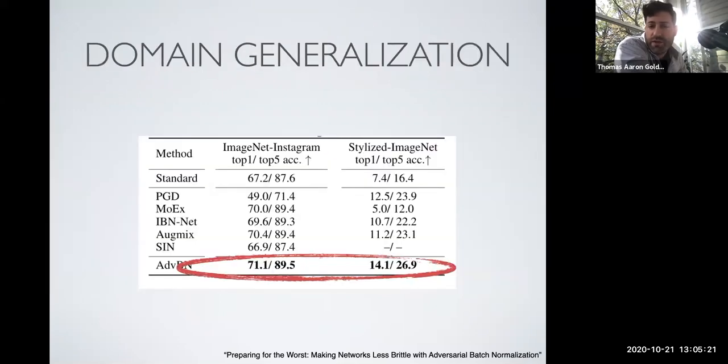And using these sort of adversarial training methods, we actually get pretty good results on some domain generalization data sets. So for example, on the ImageNet Instagram data set and the stylized ImageNet data set, we can currently get state-of-the-art results. So this is a data set where we take ImageNet images, and we apply Instagram filters to them before we classify them. And then there's also stylized ImageNet where you apply artistic styles to these ImageNet images.